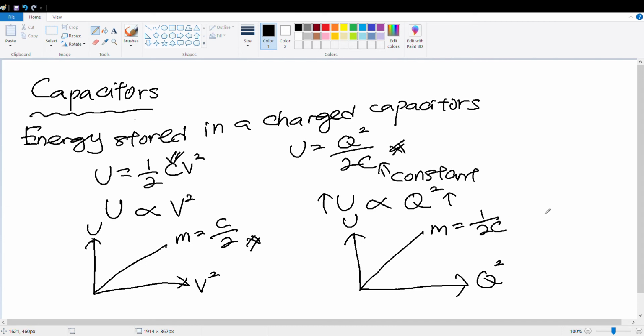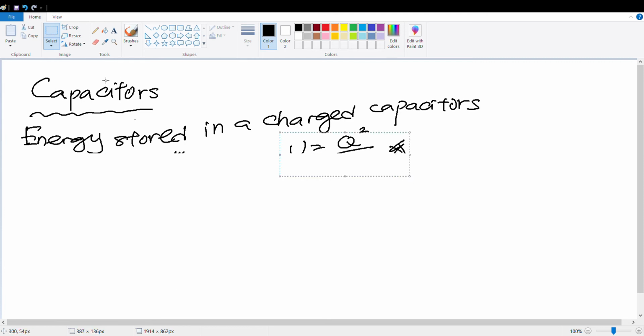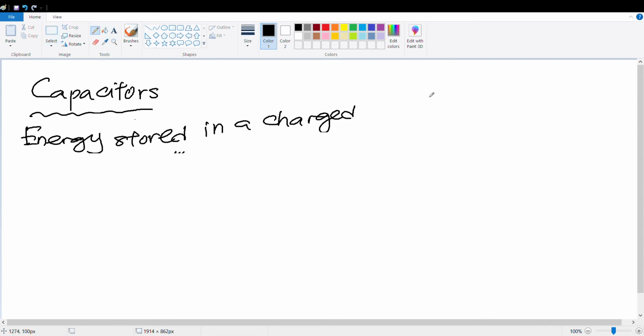Okay, so this is the principle for a charged capacitor. We have done the energy stored in a charged capacitor. Let's move on to the energy stored in a charged isolated capacitor. Let me erase this. In this case, it is a charged isolated capacitor.